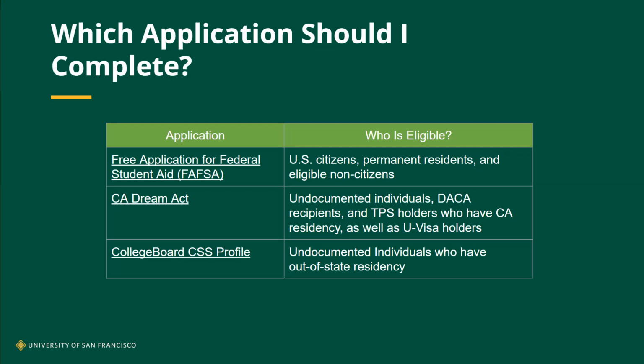Which financial aid application should you file? There is the federal application, so the FAFSA. People who need to file this application would be U.S. citizens, permanent residents, and eligible non-citizens. If you are an undocumented individual, a DACA recipient, a TPS holder with California residency, or a U visa holder, you should file the California DREAM Act. If you're an undocumented individual without state residency, then you would submit the CSS Profile via the College Board.